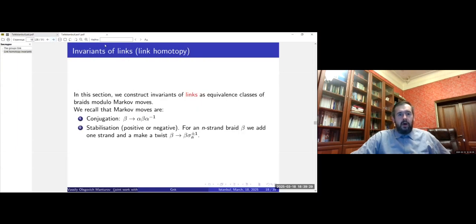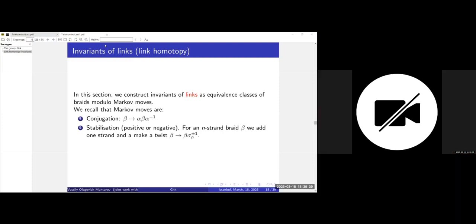Well, now the thing I'm going to struggle for will be links and braids. Before I talk about links and braids, I can assume that there will be questions like that.